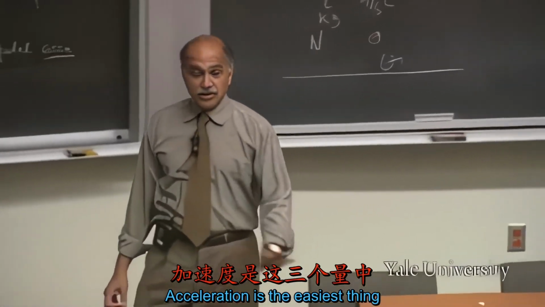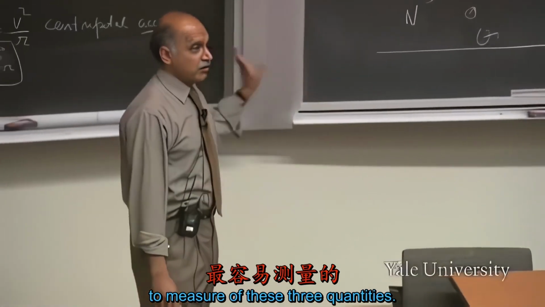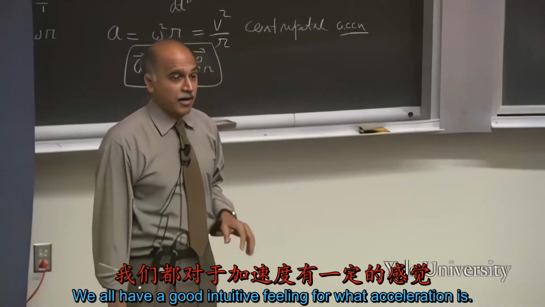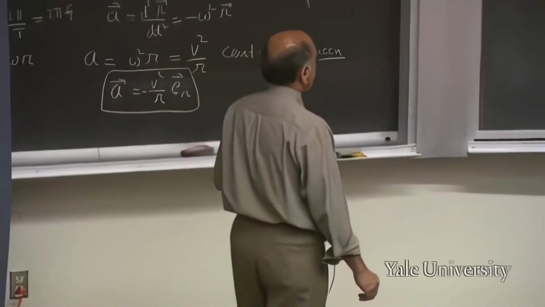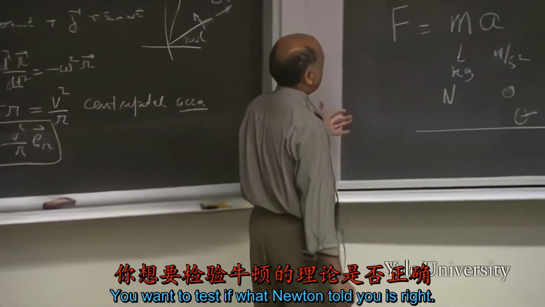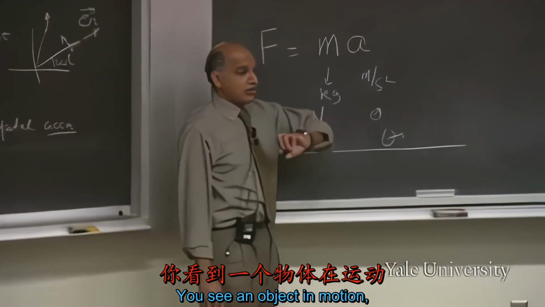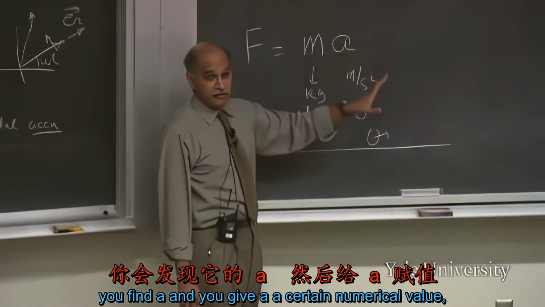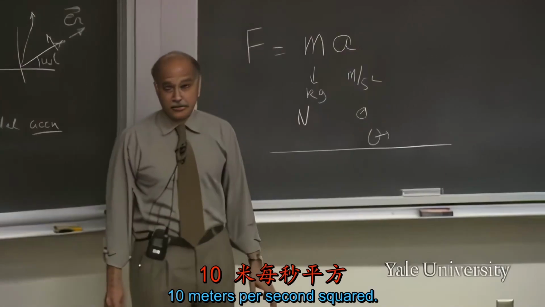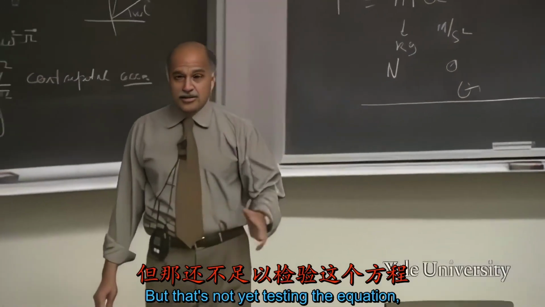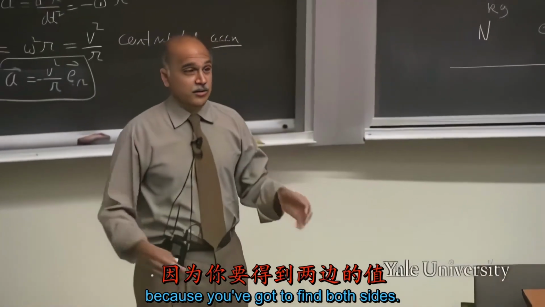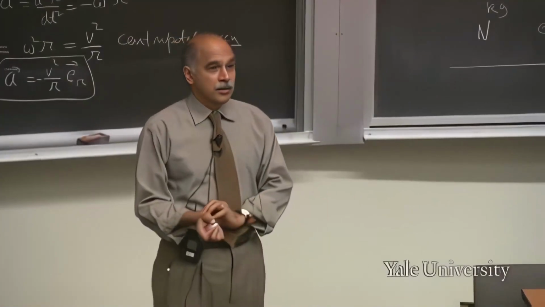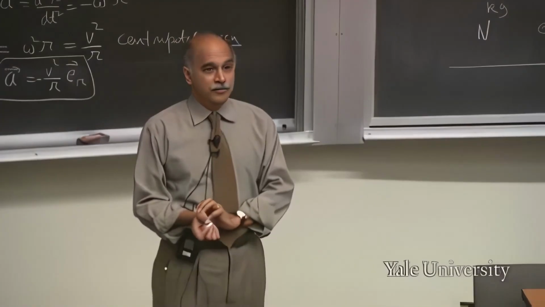So acceleration is the easiest thing to measure of these three quantities. We all have a good intuitive feeling for what acceleration is. So you want to test if what Newton told you is right. You see an object in motion, you find a, and you get a certain numerical value, 10 meters per second squared. But that's not yet testing the equation, because you've got to find both sides. So what about the mass? What's the mass of this object?